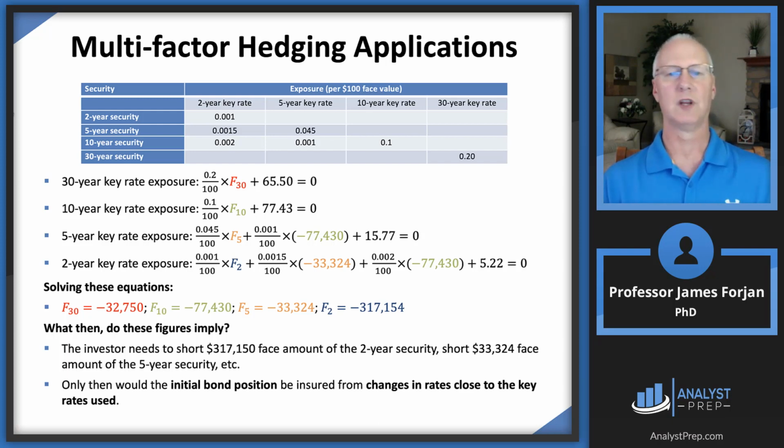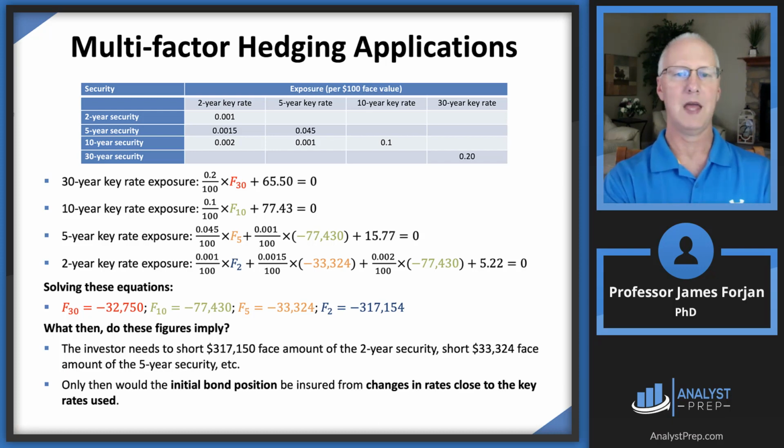All right, so let's just start at the top here. This is going to be simple. We're going to take that key rate exposure for the 30-year bond. That's 0.2 all the way out. We'll divide it by the 100 per face value. We need to weight this. And we're going to multiply that by the face value of the 30-year bond that we need.